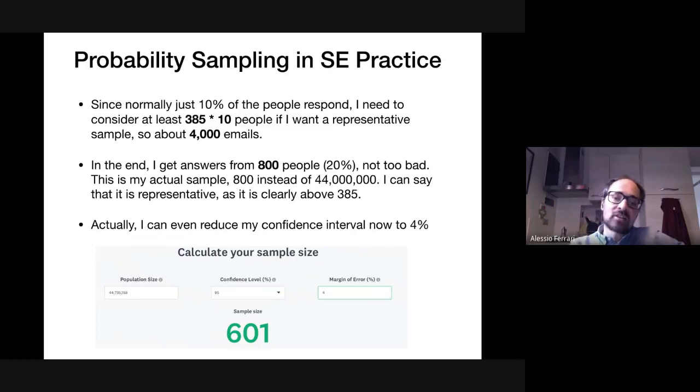And if I modify my margin of error, I can see that this sample would allow me to decrease it, because if I calculate the sample size for that population, I see that with a margin of error of 4%, I have 600 people. So you see that these preliminary adjustments are really easy in the end to do. The hard thing is to get those people to answer your questionnaire, and this depends on many factors.